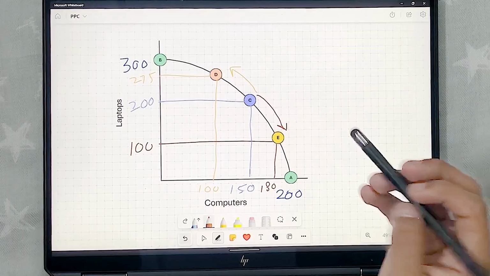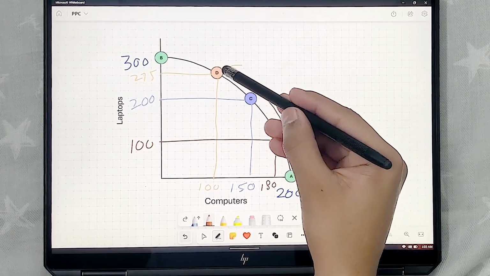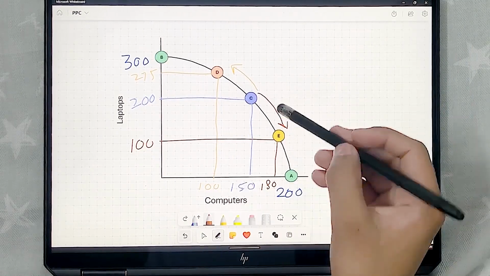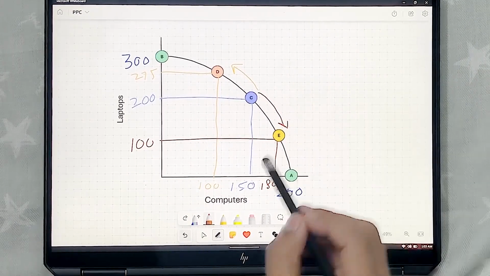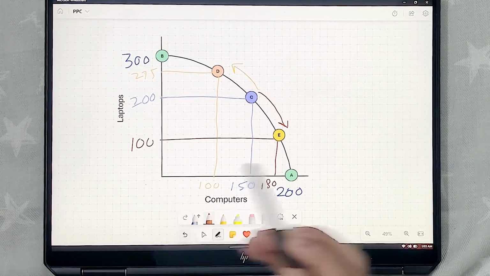The curve tells us that increasing the production of one product results in the loss of the other. Hence, the concept of opportunity cost is demonstrated by a PPC. The beauty of this graph is that it tells the exact value of the opportunity cost. In our case, the opportunity cost of producing 75 more units of laptops is the 50 computers that the company has to give up, and similarly, the opportunity cost of producing 30 more computers is the 100 laptops that the company has to give up.